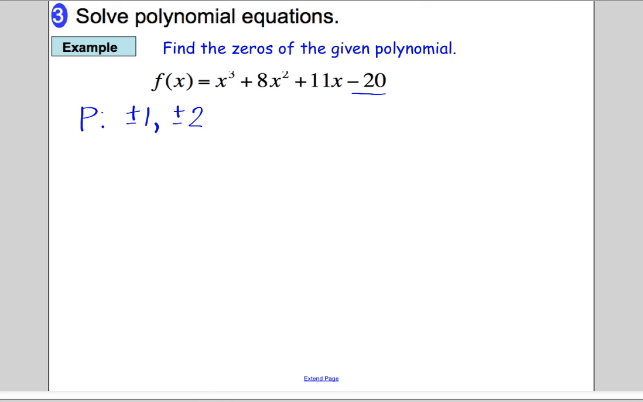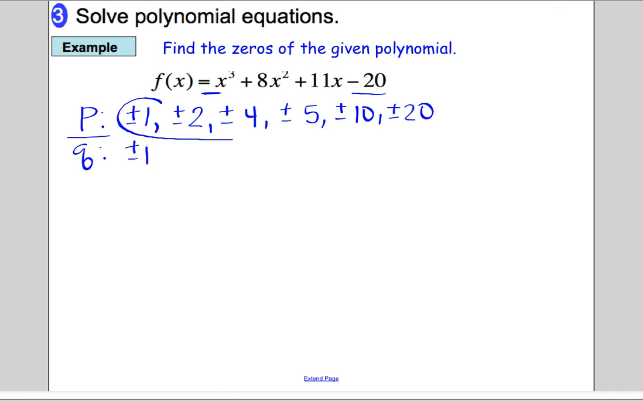1, plus or minus 2, 4, 5, 10, and 20. Now our q's, just plus and minus 1, that's all the factors of the leading coefficient. So p divided by q really is just going to give us the answer of all these p's here. The next step would be to find our number of possible positive and negative zeros using Descartes' rule of signs.